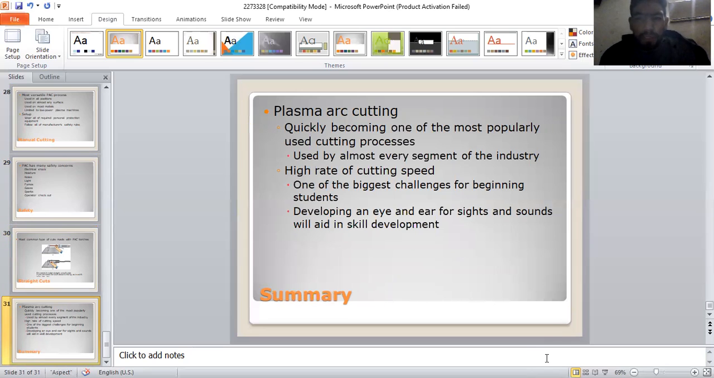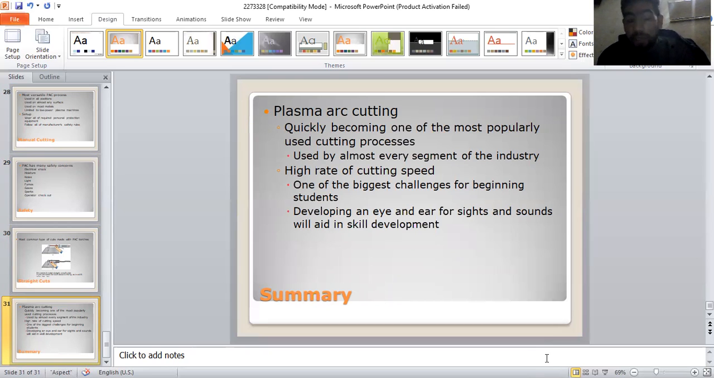So in summary, in conclusion, let's discuss the thing quickly. Plasma arc cutting is quickly becoming one of the most popularly used cutting processes. There are many reasons for it becoming so famous in a very short period of time. It has a very low cost, and although we have discussed everything in a difficult way, it is very easy to operate, and everyone can operate it if we take the safety precautions. That is why it became very popular, used by almost every segment of industry. You can use it everywhere.